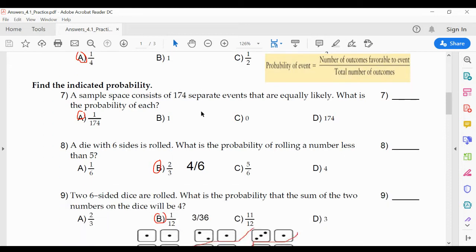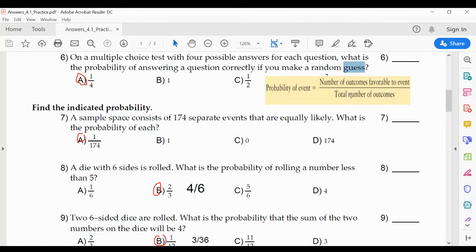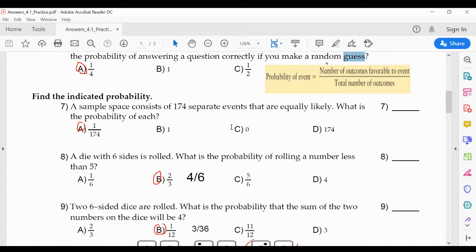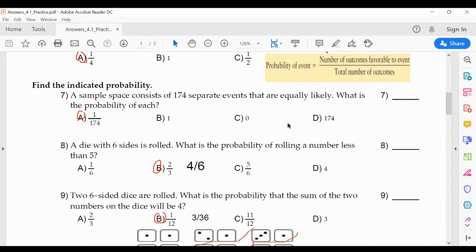Number seven, sample space consists of 174 separate events. Well, total number of outcomes is 174. What's the probability of each one? Well, each one is one out of 174. I don't know how to get some of these other answers here. 174, yeah, it's going to be a probability, all right.